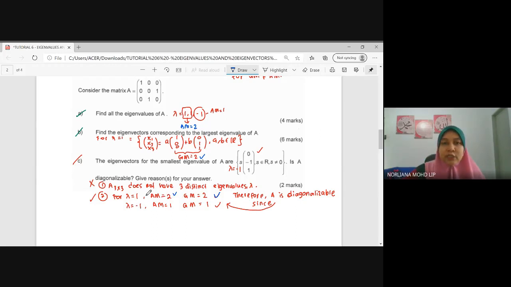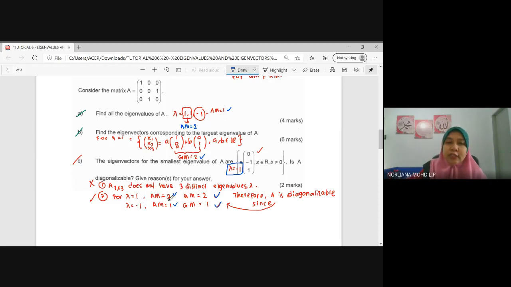So eigenvalues negative 1. So negative 1 kat sini, the AM is refer kepada dia punya lambda lah. So AM equal to 1. Lambda equal to 1. And the GM, the geometric multiplicity, refer kepada eigenvector or eigenspace dia. So kat sini dia beri lambda equal to negative 1, so GM equal to 1. This one, so equal to 1. So therefore A is diagonalizable. Since, boleh bagi reason je lah.